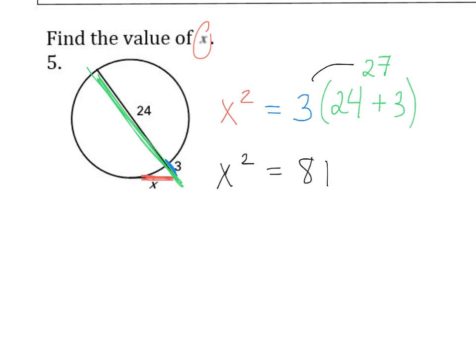Then obviously the square root of that is going to leave me with x equals positive or negative 9. Now in this case, I'm dealing with length, so obviously I'm only going to stick with the positive. So my final answer is really just going to be x equals 9.